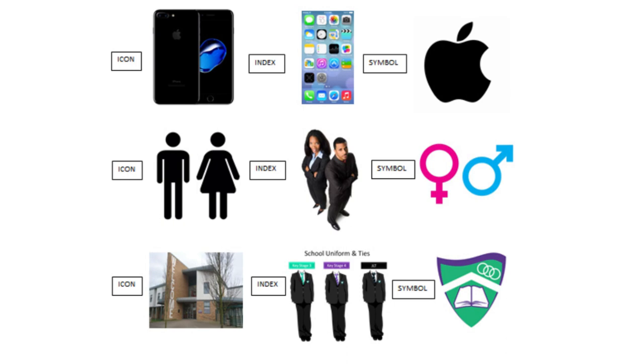So I'm basically saying the icon is what you see, what you hear when you hear a word, the signifier. The index is the signified. And the referent is the symbol.